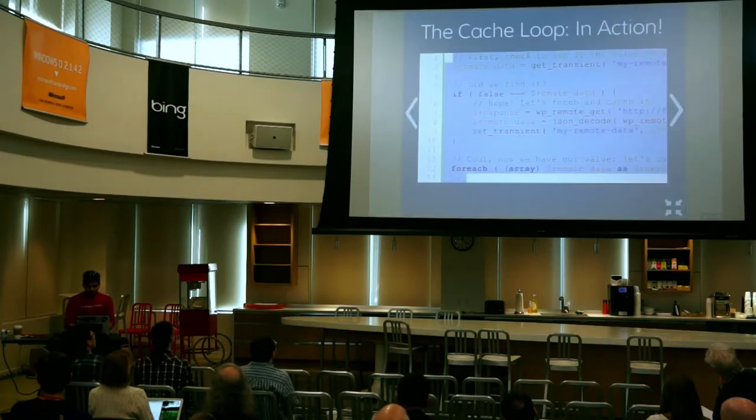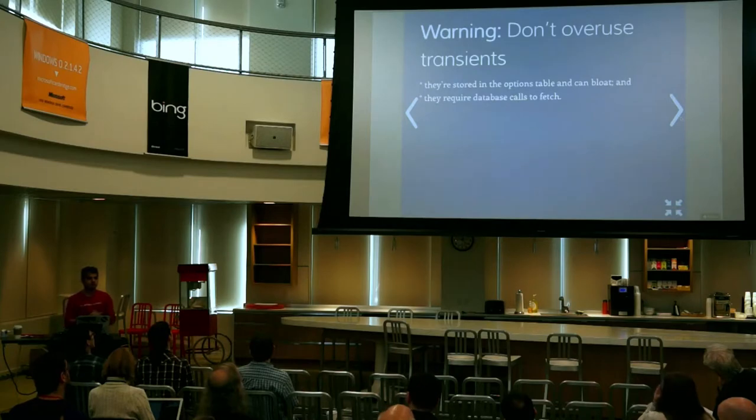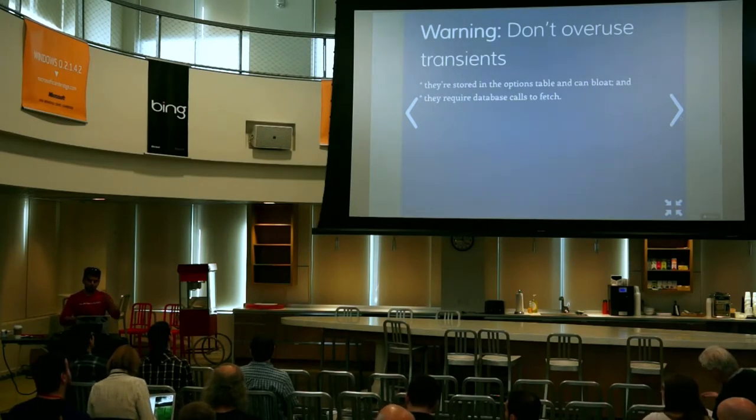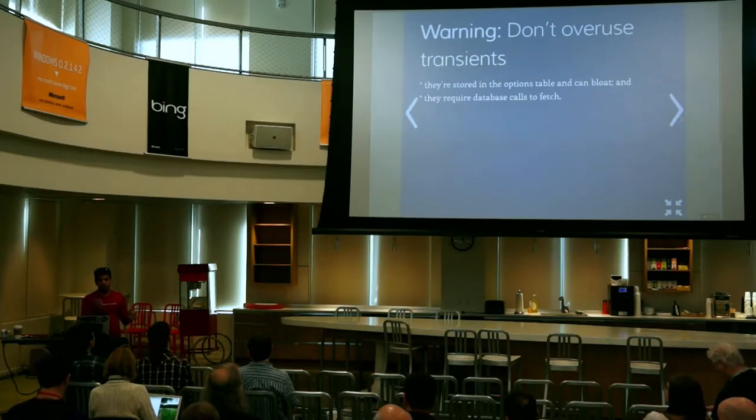All right, so be very careful with transients. You don't want to overuse them. They're stored in the options table. So if you ever open up the options table and look at all the entries that you have, you'll see options with underscore transient, underscore blah, blah, blah. Those are basically transients, that's WordPress's transient cache. So stuff is being stored in the options table.